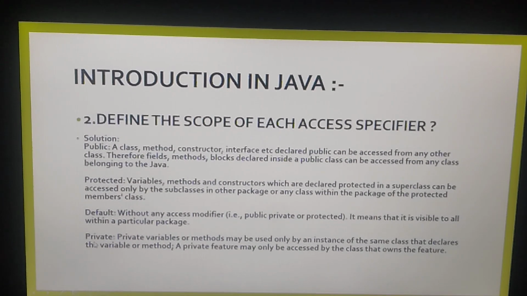Private. Fourth is private. A private variable or method may be used only by an instance of the same class that declares the variable or method. A private feature may not be accessed by the class that owns the feature.